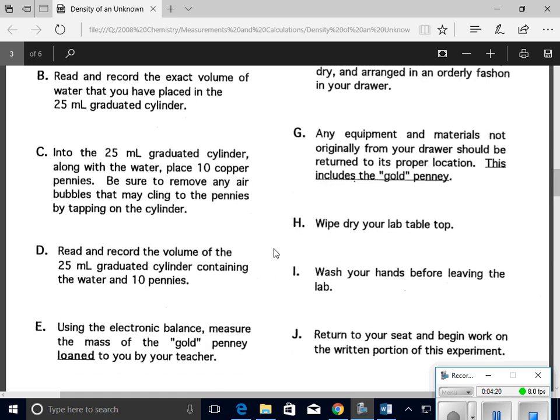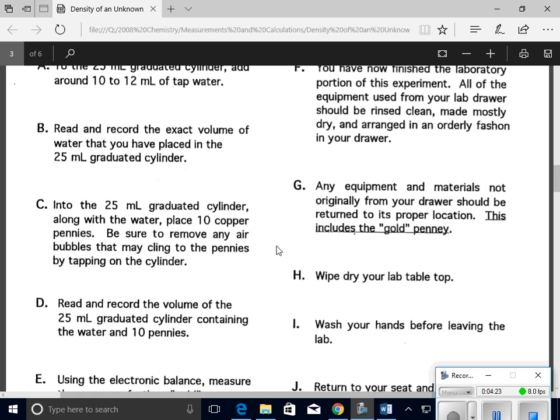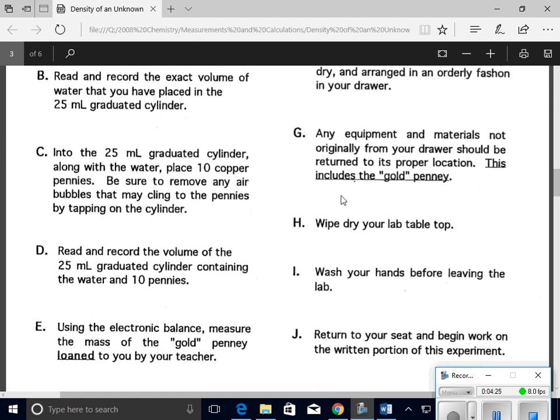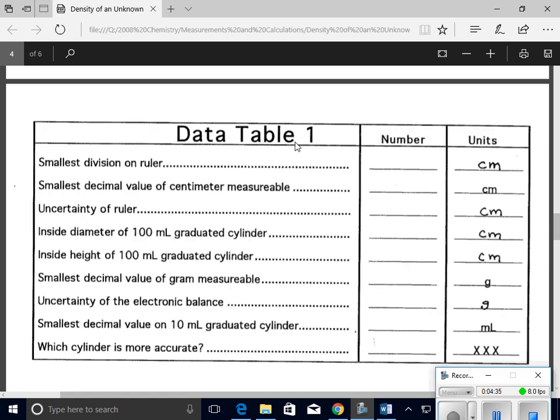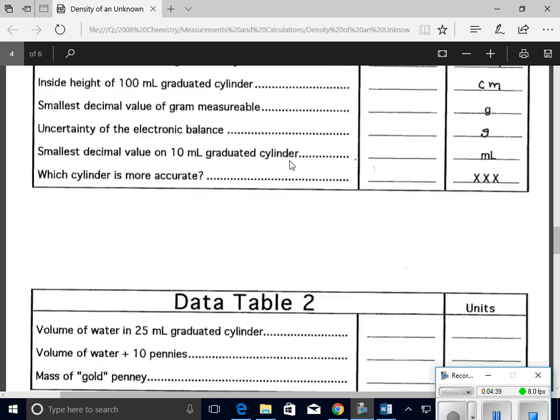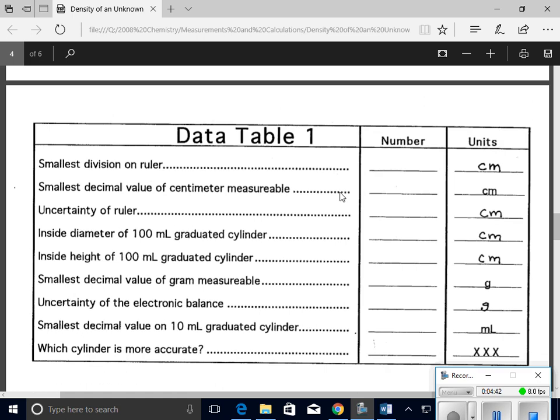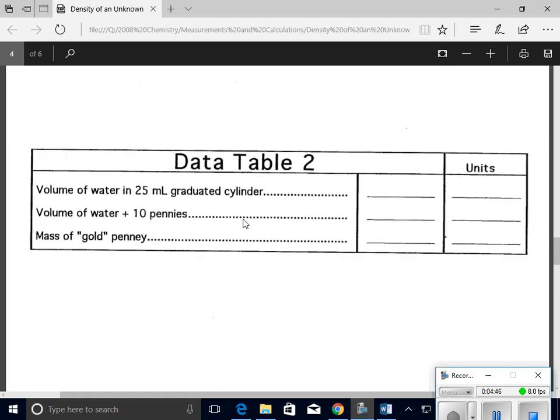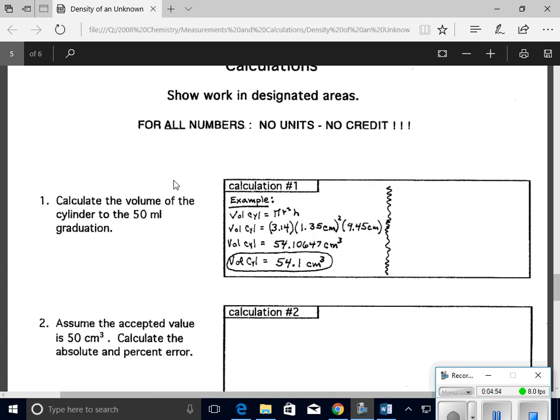So you're going to do your mass, and all that with your gold penny. Once you're finished with it, you should bring it back to me so that I can have the gold penny back. Clean up your lab area and then start working on the calculations. Here's a data table for part 1, which is dealing with the balance and the ruler. Here's a data table for part 2, which is dealing with the water displacement and the gold pennies. And then you're going to use that to do the calculations.